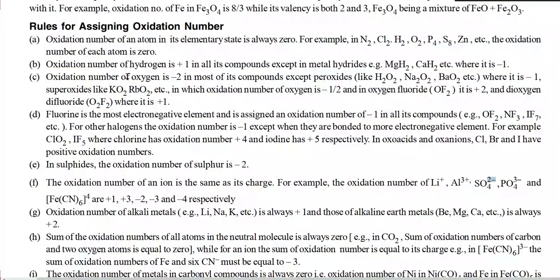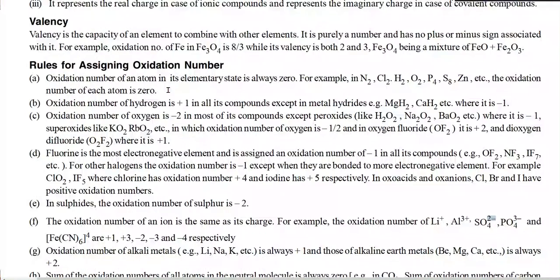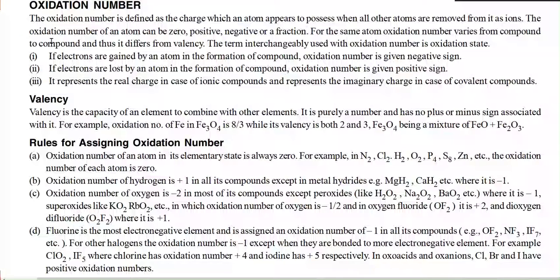Now, students, please remember, the oxidation number of an atom can be 0, it can be a positive value, it can be a negative value, or it can be a fraction. For the same atom, oxidation number varies from compound to compound. It means oxidation number is not the same for one atom.